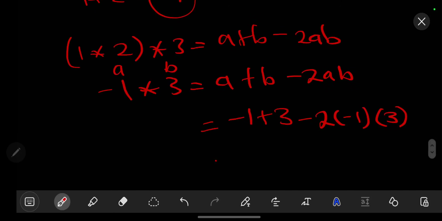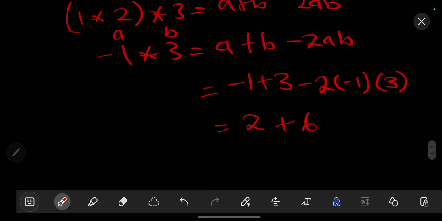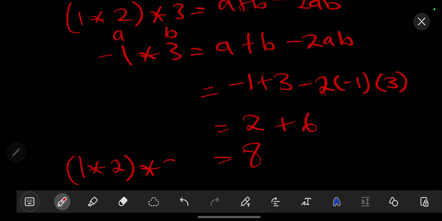What we are going to get is that negative 1 plus our 3 will give us positive 2. Then we are going to have plus negative times negative is positive. 2 times 3 will give us 6. We add 2 plus 6 will give us 8. So this is our 1 star of our 2. Then we have star of 3.